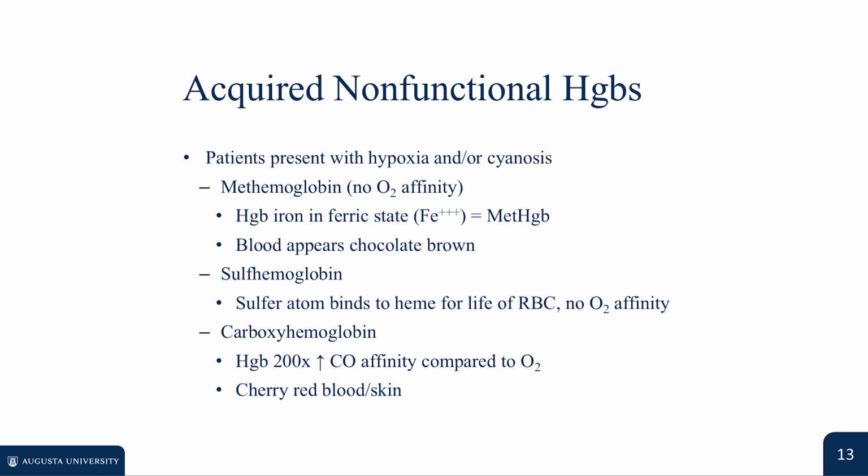Finally, we have carboxyhemoglobin, formed when carbon monoxide binds to the heme iron. Hemoglobin has an affinity for carbon monoxide that is roughly 200 times higher than its affinity for oxygen. Carbon monoxide binding locks the remaining subunits into an extreme high-affinity relaxed state, shifting the oxygen dissociation curve far to the left and severely impairing oxygen unloading to tissues. Clinically, patients present with severe hypoxia despite displaying classic cherry red discoloration of the blood and skin.